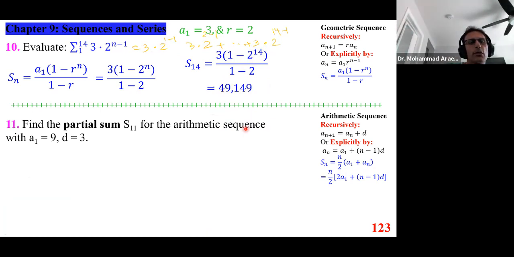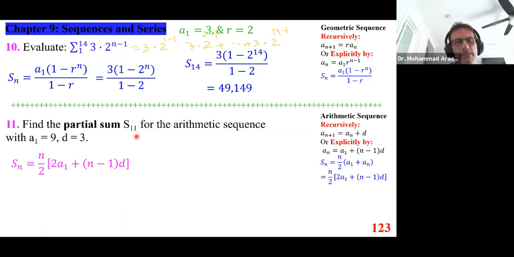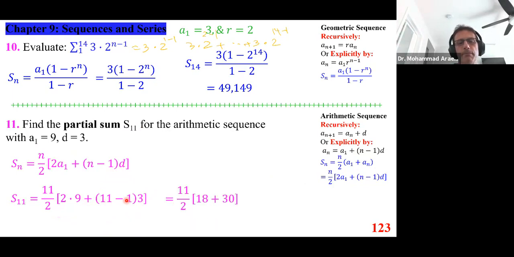Now, this is an arithmetic sequence, and we want to find S sub 11. So in this formula, n is 11, a sub 1 is 9, and d is 3. Just plug in. Everything is given with n being 11. So you replace the n with 11, a sub 1 with 9, and d with 3. So this one is 18, this one is 11 minus 1, 10 times 3 is 30. You do the math, you end up with 264.